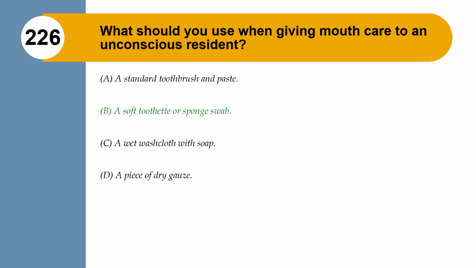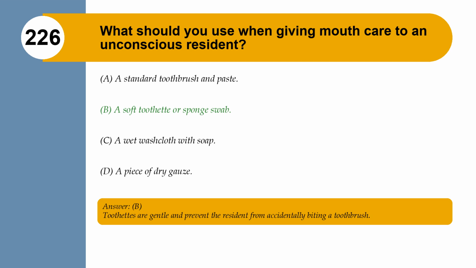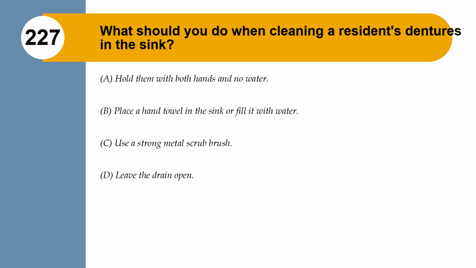The correct answer is option B, a soft toothette or sponge swab. Explanation. Toothettes are gentle and prevent the resident from accidentally biting a toothbrush. Question 227. What should you do when cleaning a resident's dentures in the sink?